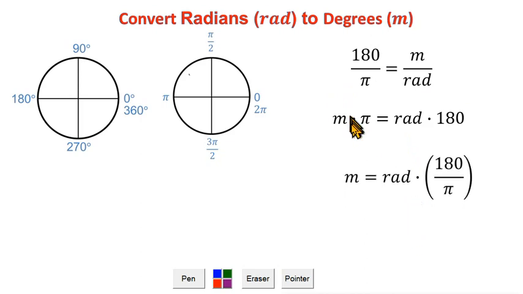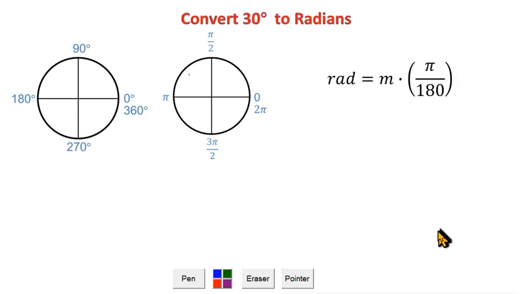And now I'm going to divide both sides by pi. And now I know the measure of an arc in degrees is equal to the radians of that arc times 180 divided by pi. So these are the two formulas you need to know. And if you forget them or don't memorize them, as long as you can set up this proportion, you can either solve for m or, like the previous screen, solve for radians. So now let's see how this plays out.